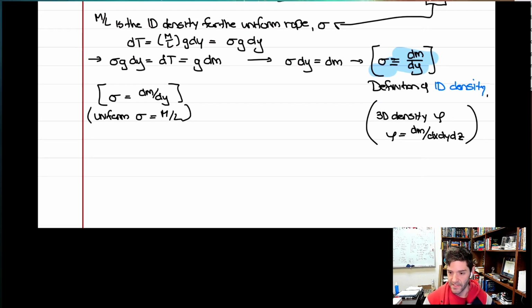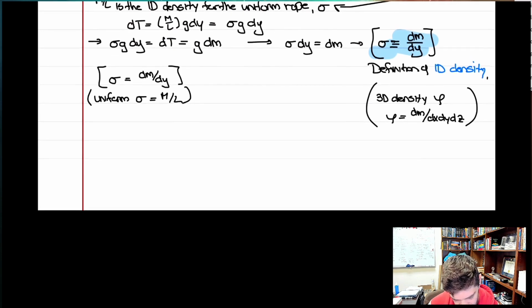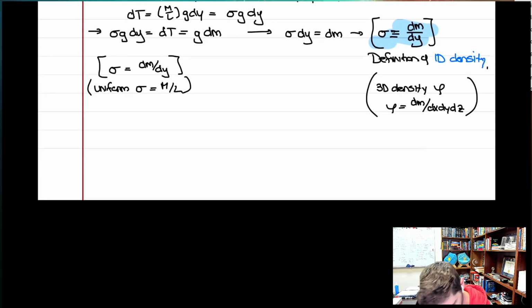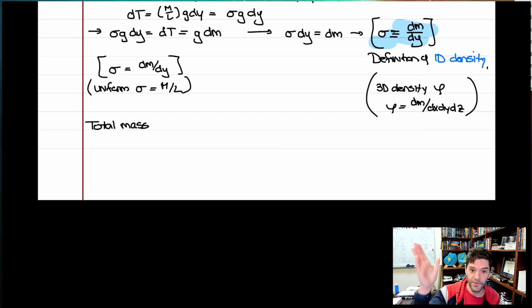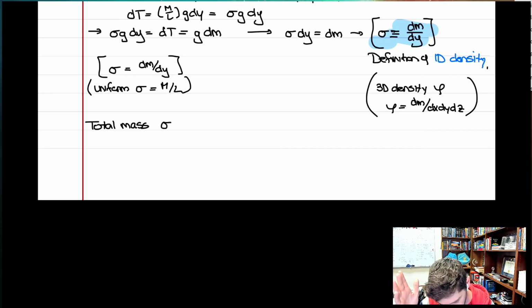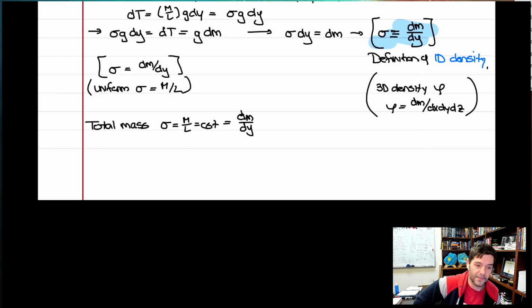So in this case, I guess we haven't solved the full problem for the tension in this uniform rope. Actually, let me just do what I just said. We're still sticking with the uniform rope that's hanging. That's length big L, mass total M, but has a uniform density. So we know that sigma in this case is just big M over L, which is a constant. But that by definition is little dm over little dy, since everything is hanging vertically.